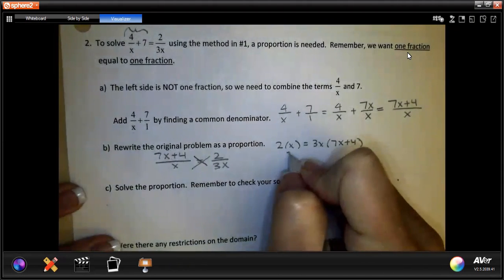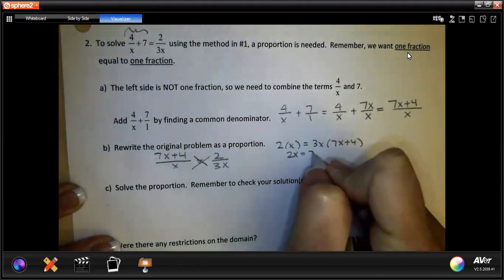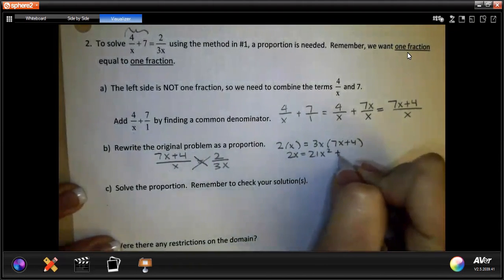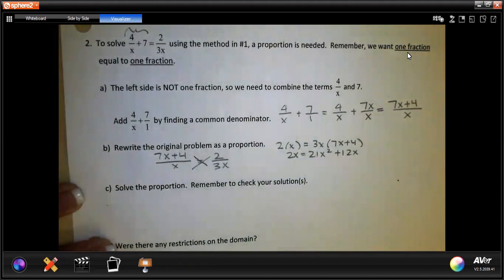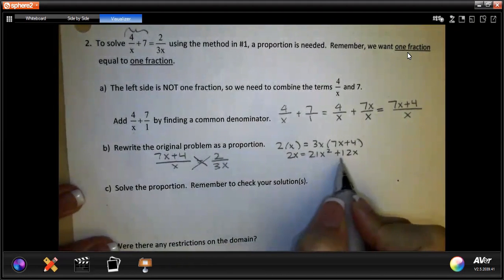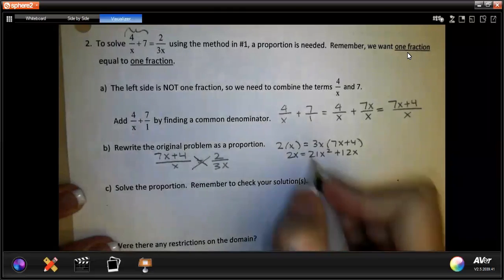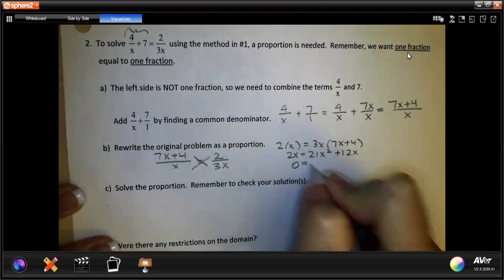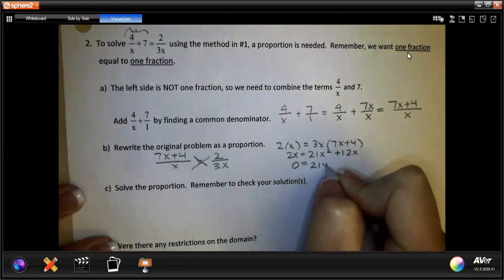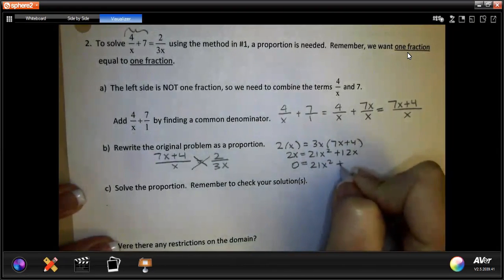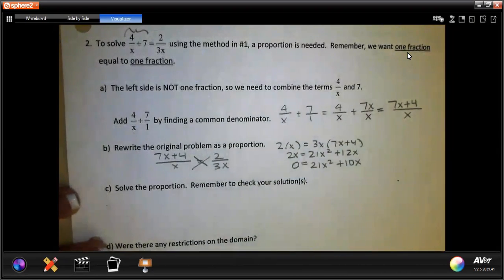Now we're ready to distribute. And that gives us 2x equals 21x squared plus 12x when we distribute. I'm going to bring this 2x to the other side because with quadratics, we always want it set equal to 0. So I subtract that 2x and I get a positive 10x.